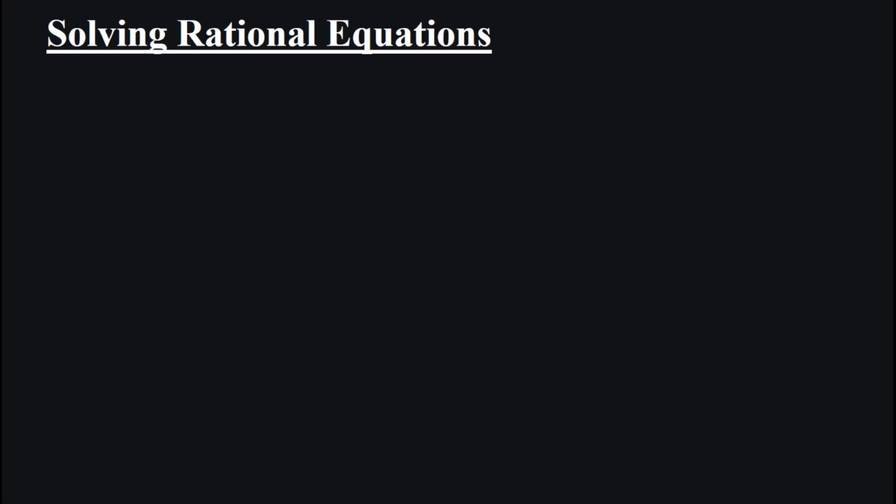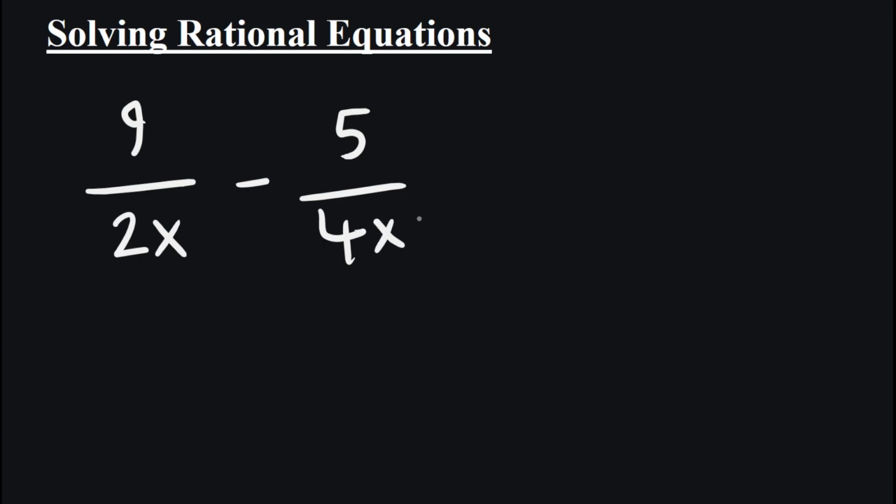Hey everyone, today I want to go over how to solve rational equations. A rational equation is basically an equation where the variable is in the denominator. So let's go over an example. Let's say we had this equation: 9 over 2x minus 5 over 4x equals 7 over 2. So we have this equation right here.